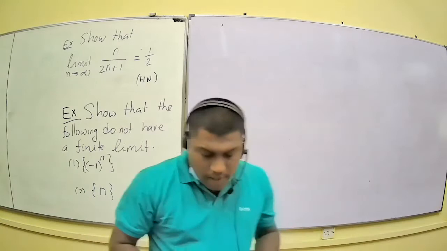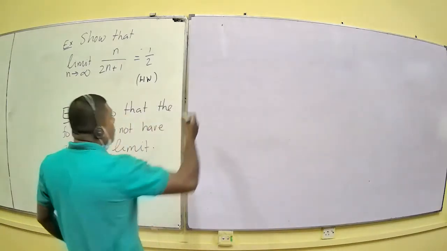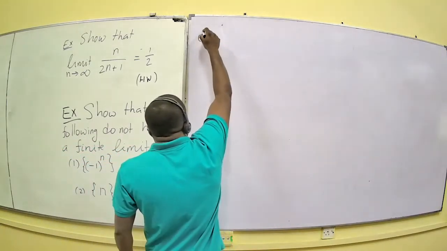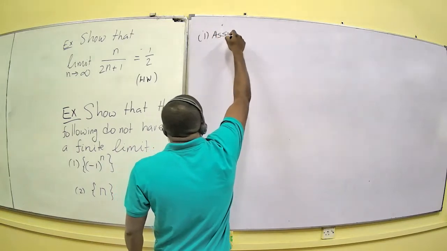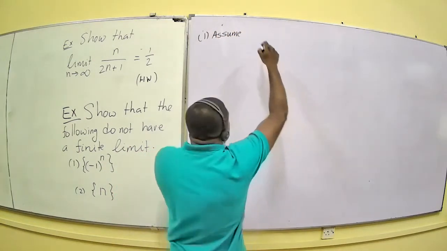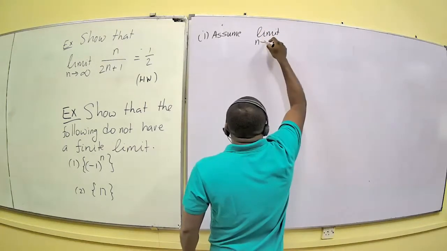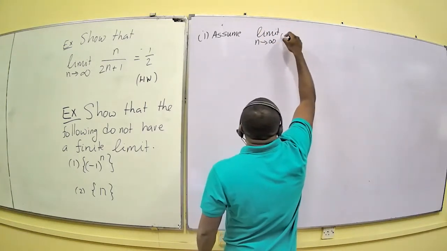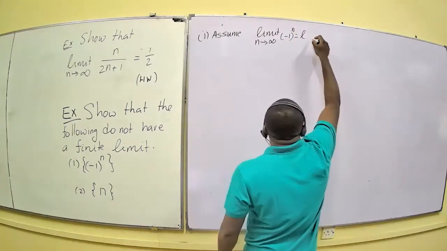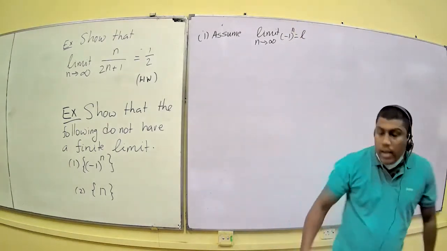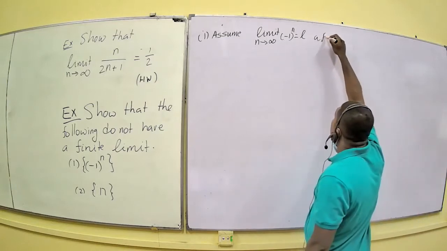I will do 1 and 2. I will leave it as an exercise. Okay, so first one, assume, right, a finite limit.